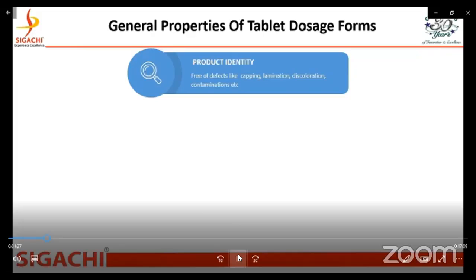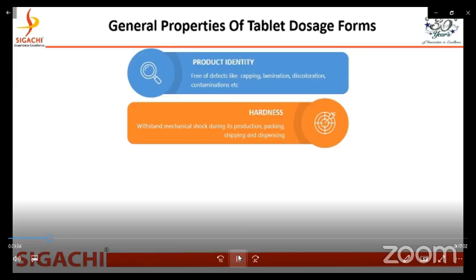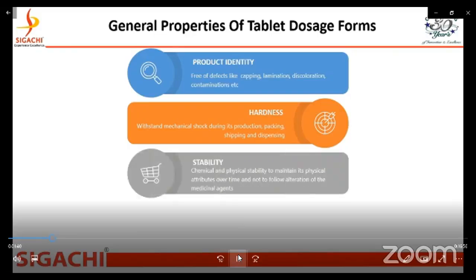Product identity: it should be free from any defects such as capping, lamination, discoloration, contamination, etc. Hardness: withstand mechanical shock during its production, packing, shipping, and dispensing. Stability: chemical and physical stability to maintain its physical attributes over time and not allow alteration of the medicinal agents. It must be able to release the medicinal agents in a predictable and reproducible manner.